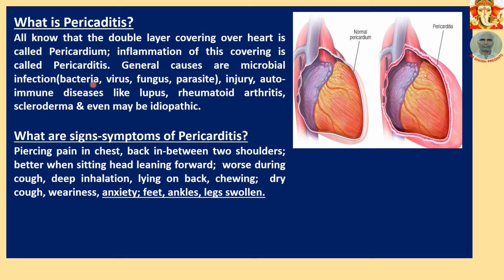General causes are microbial infection, bacteria, fungus, virus, parasite, etc. Injury, autoimmune disease like lupus, rheumatoid arthritis, scleroderma, and even idiopathic. Idiopathic means when there is no reason. What are the signs and symptoms of pericarditis? Piercing pain in chest, back in between two shoulders, better when sitting, head leaning forward, worse during cough, deep inhalation, lying on back, chewing, dry cough, weariness, anxiety, feet, ankles, legs swollen. These are common symptoms of pericarditis.